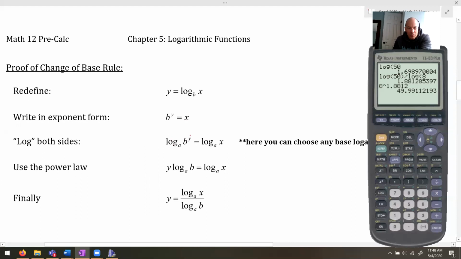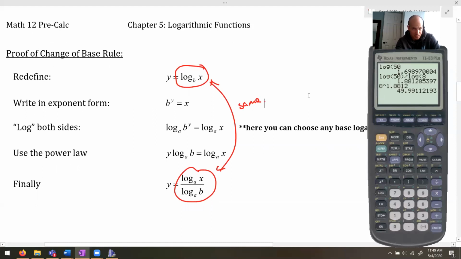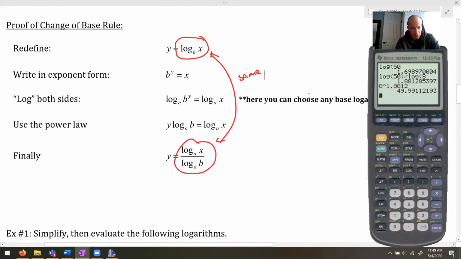Using the power law, we can take the y down in front to get y log a b equals log a of x, and then you can just do some division to move log base a of b down below, and you wind up getting this. So y equals this. And of course, y was this, and y was this, so therefore this thing and this thing are identical. Okay, so these are the same. Just like all proofs, hopefully that makes some sense. If it doesn't, you can always remember the result, but that's what it is. It's a really handy rule.